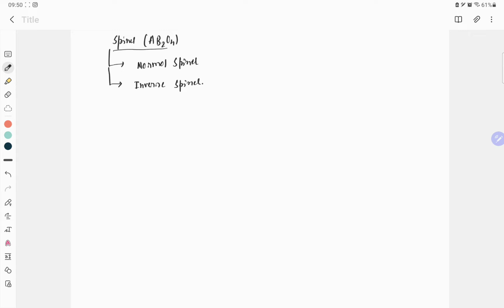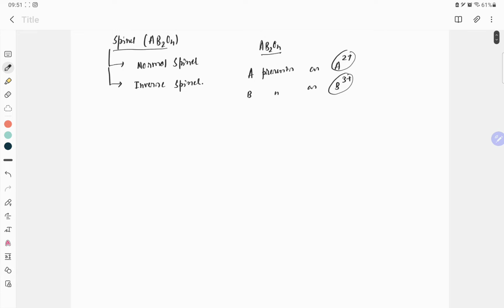Okay. Then what is the difference between normal and inverse spinel? AB2O4. In this compound, A is present as A2+ and B is present as B3+. Hence we can see that B has a higher charge and A has a lower charge.